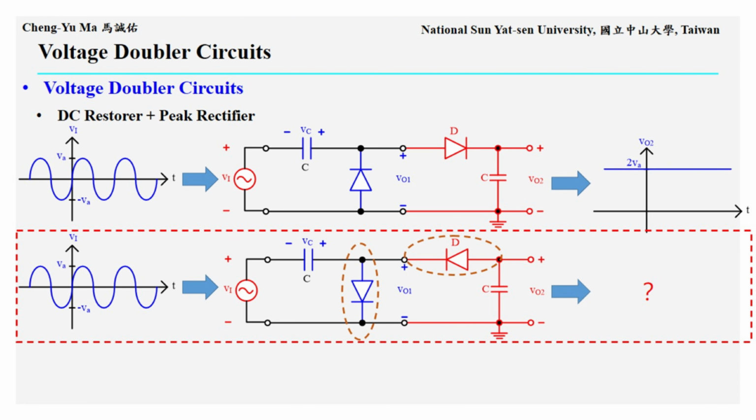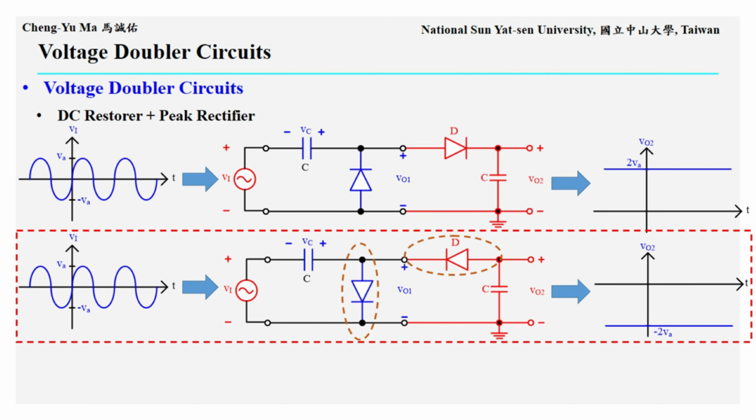Then the signal enters the peak rectifier. Because the peak rectifier diode is reversed, it holds the most negative voltage value as the output. Therefore, the final output is a stable negative 2 times VA. This is a negative polarity voltage doubler. The upper circuit is a positive voltage doubler, and the lower circuit is a negative voltage doubler.